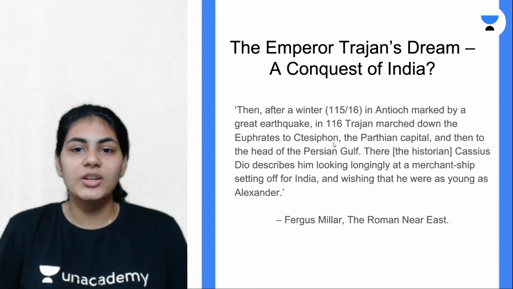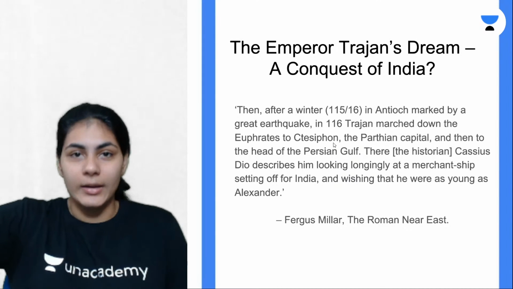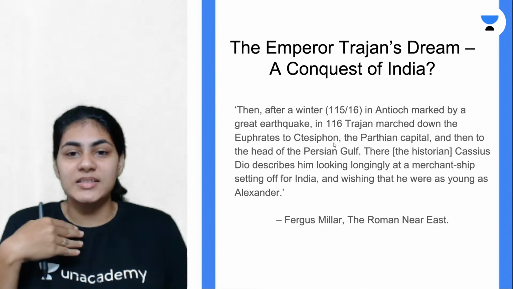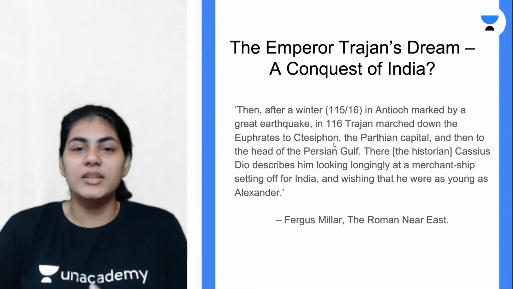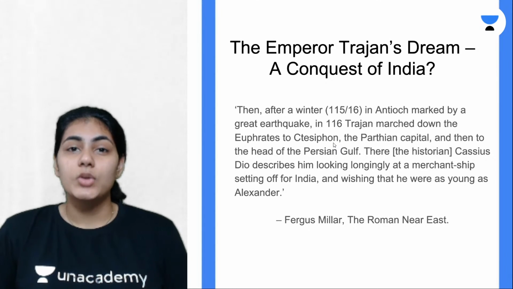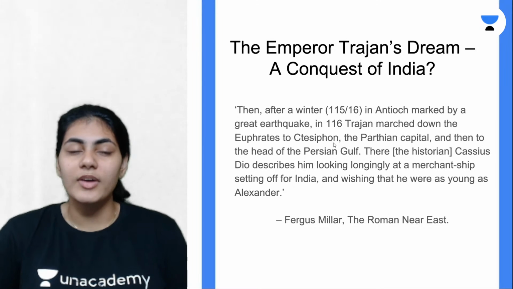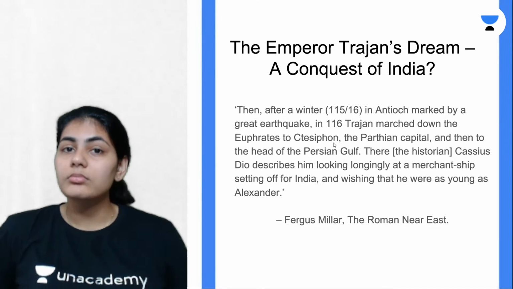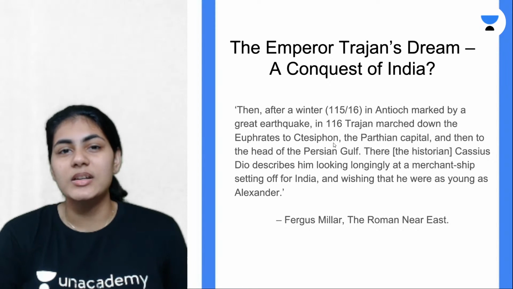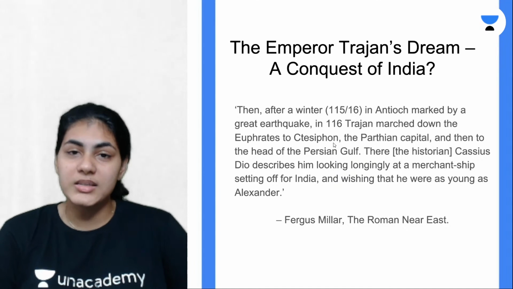While he was in the Persian Gulf, he sees a merchant ship full of goods traveling towards India. He sees that ship and wishes that he were powerful and successful enough to conquer India, because conquering India is one of his dreams, but he couldn't do it because of no proper resources. He thinks to himself that probably he is not as young as Alexander, who was successful in conquering the northwestern frontier of India. He felt sad that he was not successful in conquering. That's a brief excerpt from Fergus Miller's book.